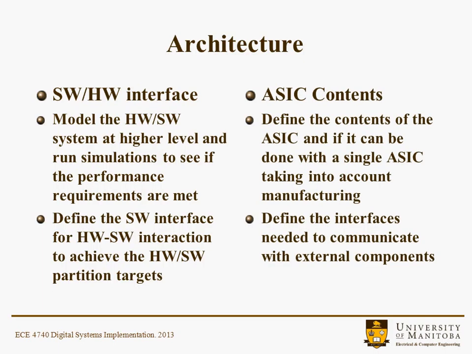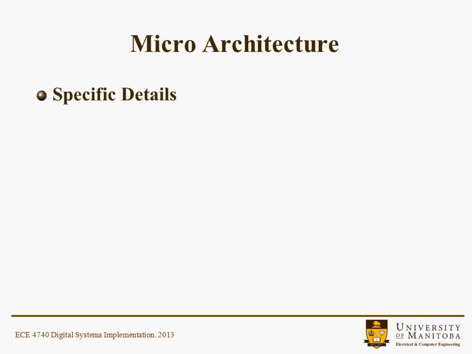With respect to the ASIC contents itself, i.e. the hardware part, you define the contents and see if it can be done with a single ASIC, taking into account the cost of manufacturing. Depending on the technology used, it may be cost prohibitive to put it all on one chip. Maybe you have to use two chips, or you may decide to use an FPGA or a couple of FPGAs. Define all the interfaces needed to communicate with external components, because the ASIC has to sit somewhere.